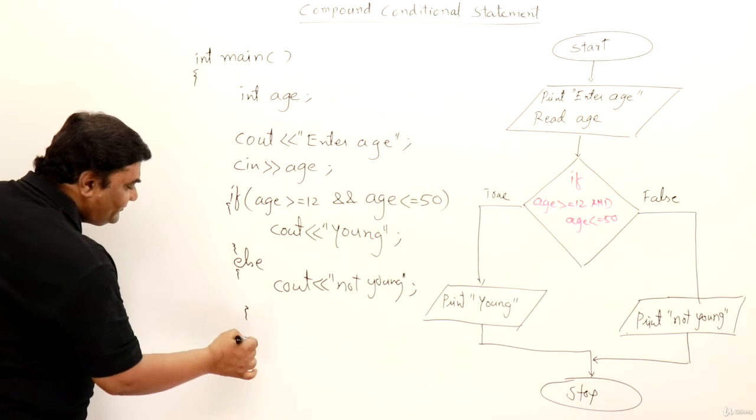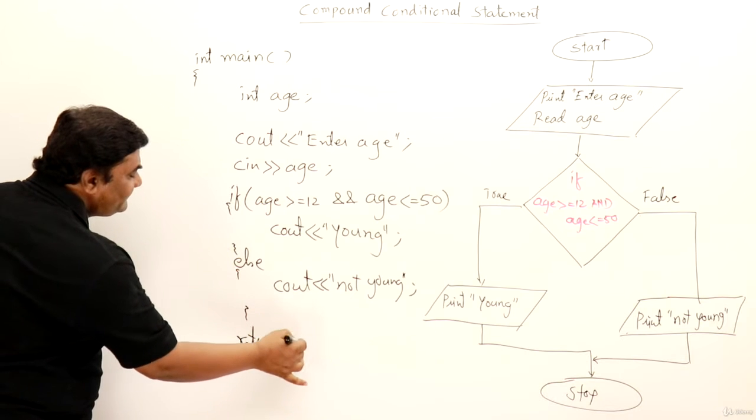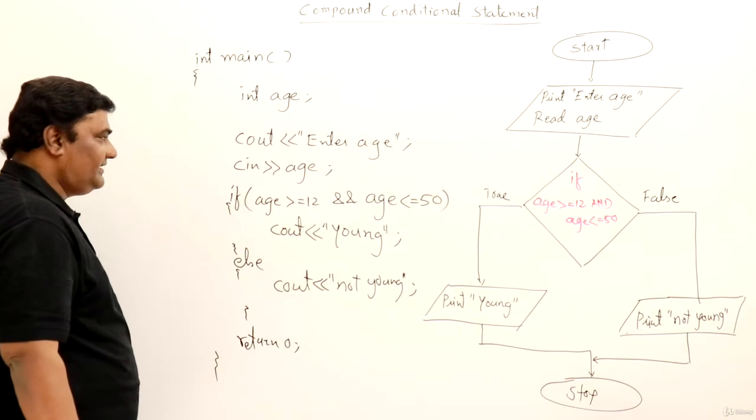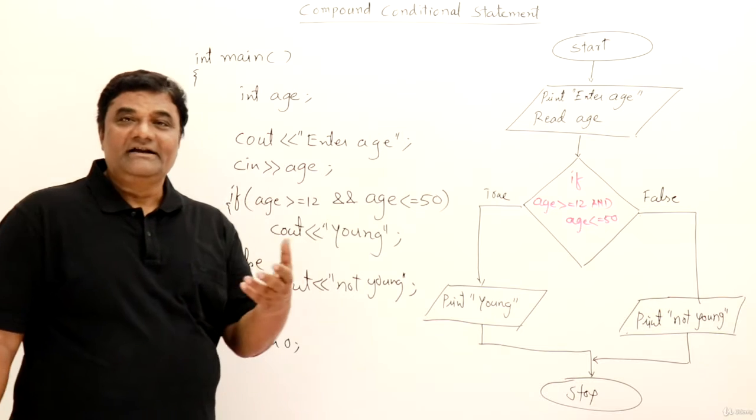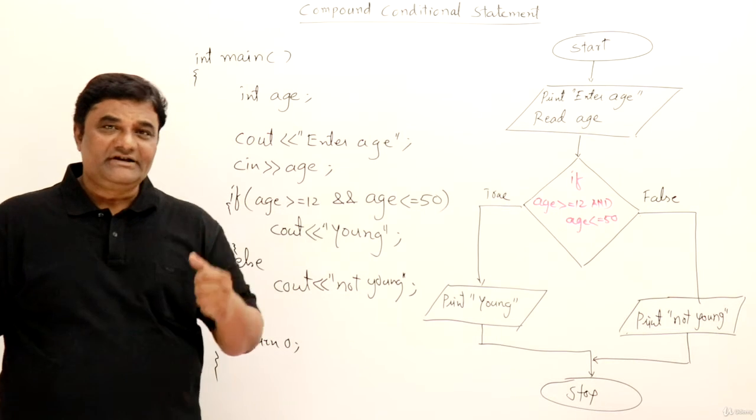And at the end, I should write return 0. This is a common practice in a main function, you should write it. So this is the program. You can type the program and test it. Its demo is also given for it.